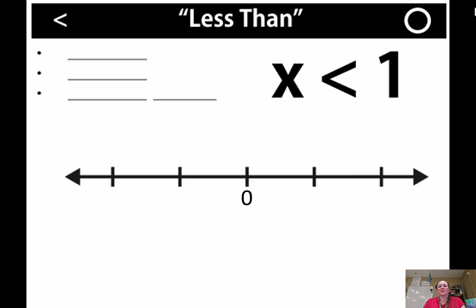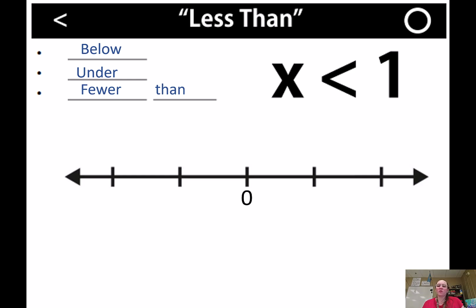So let's talk about this. We've got 4 different symbols that we use when we're talking about inequalities. Less than is the first one we talk about. That's this symbol right here. Typically when we're writing it, it's going to be pointing to the left. So it's the smaller numbers. So in this case, x is less than 1. Here are some other phrases you might hear: below, under, fewer than, and that's just a few. That's not all of them.